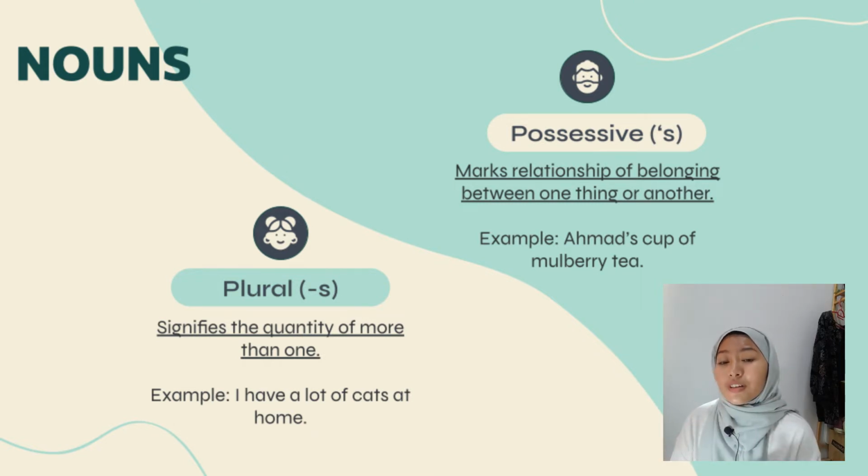The second type of inflection that we can find under the grammatical category of nouns is the possessive apostrophe S. So the addition of apostrophe S behind a noun marks a relationship of belonging between one thing and another. So for example, Ahmed's cup of mulberry tea. So from this sentence, you know that the cup of mulberry tea belongs to Ahmed. Other examples that I can give right now are the girl's backpack, or the man's umbrella.